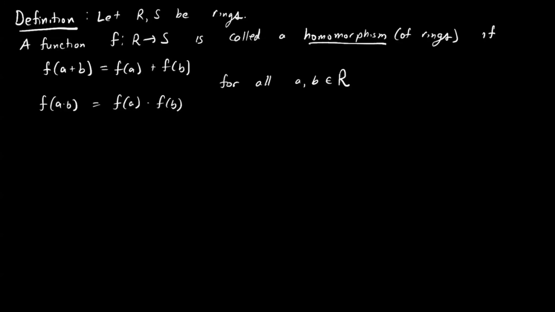Okay, so now we're ready to define what's called a homomorphism of rings. So we'll say let R and S be rings, and suppose we have a function f from R to S that has the following two properties: f of a plus b is equal to f of a plus f of b, and f of a times b is equal to f of a times f of b. And this is true for all a and b in R. This type of function will be called a homomorphism, or a homomorphism of rings, because we're talking about ring structures here.